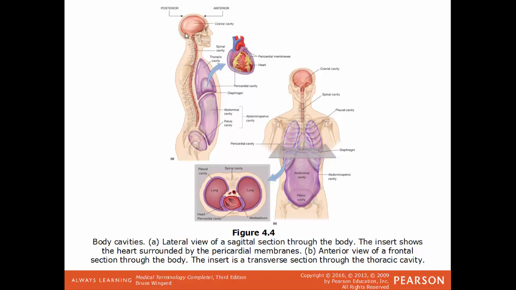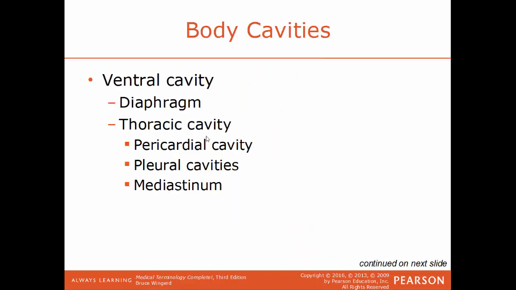So everything in this reddish color would be the dorsal cavities, and everything in this purplish color would be the anterior cavities, which we'll talk about next. See, the ventral cavity, or the anterior cavities. You have the thoracic cavity, which is where you find the heart and the lungs. Pericardial cavities, where you'll find the heart actually wrapped in a membrane. The pleural cavities, where you'll find the lungs.